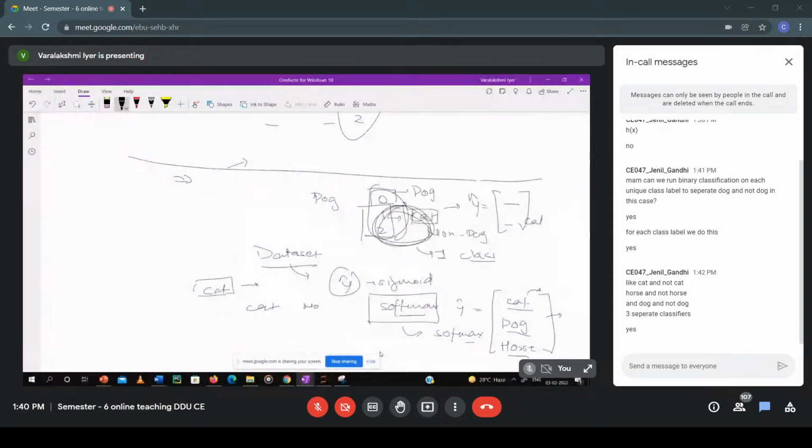So directly from all the probabilities, because if you see the output, the sum of all the probabilities will be equal to 1. So automatically, whichever has the maximum probability, that will be your class output.